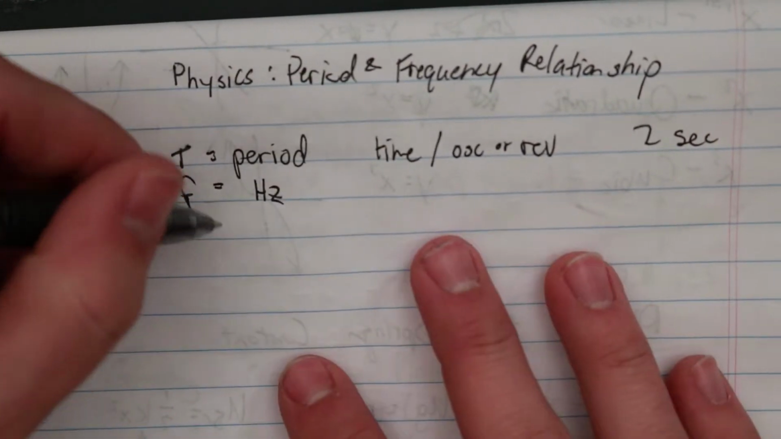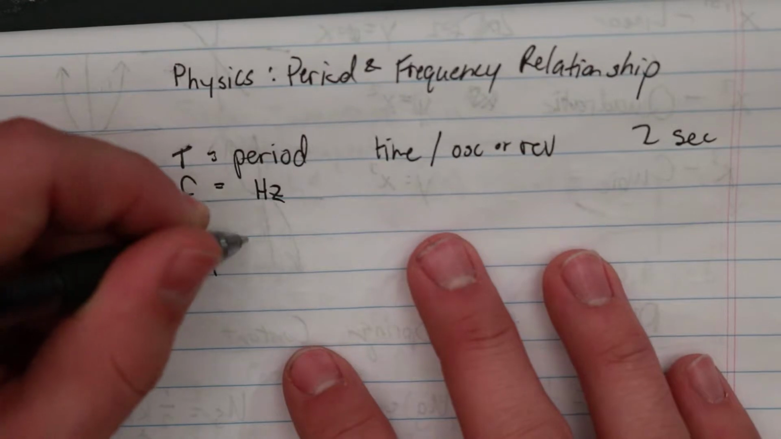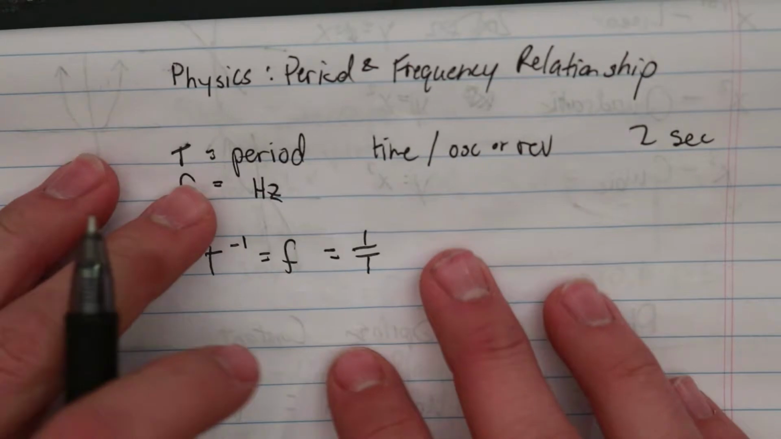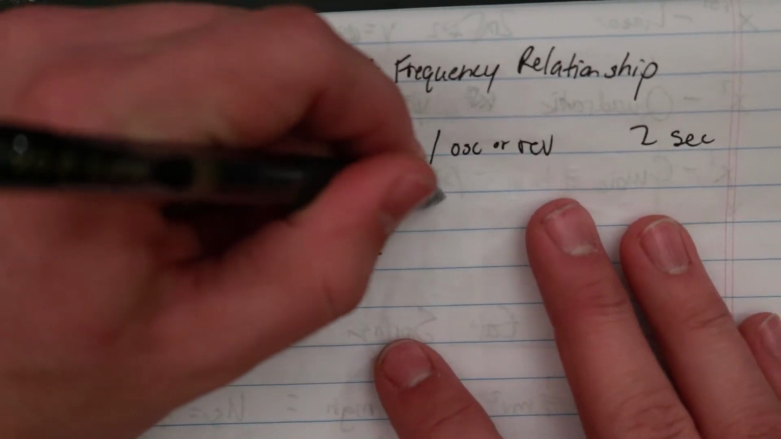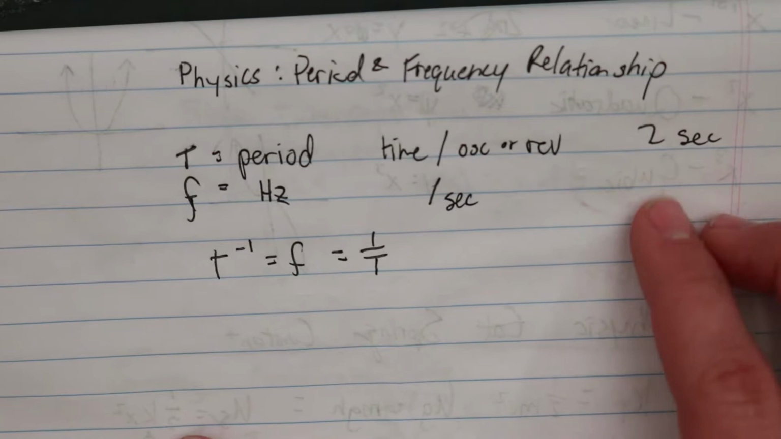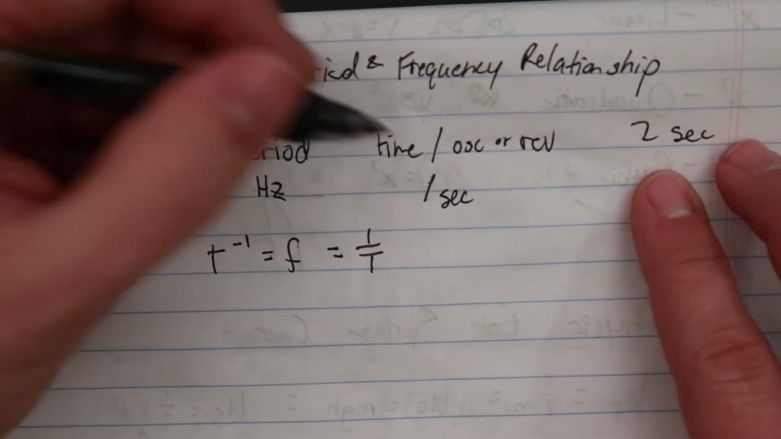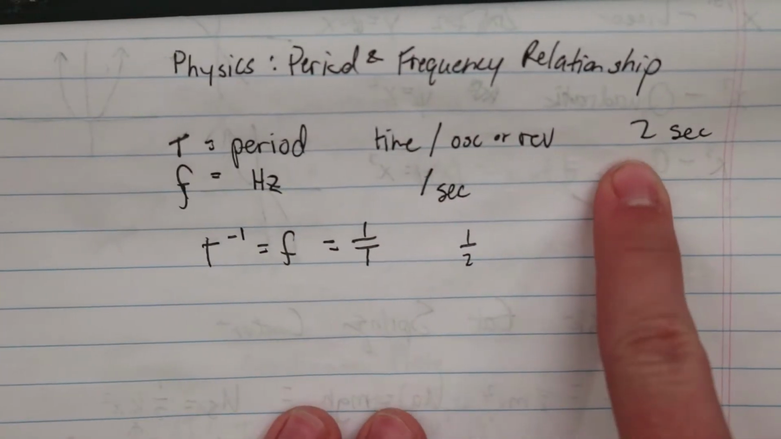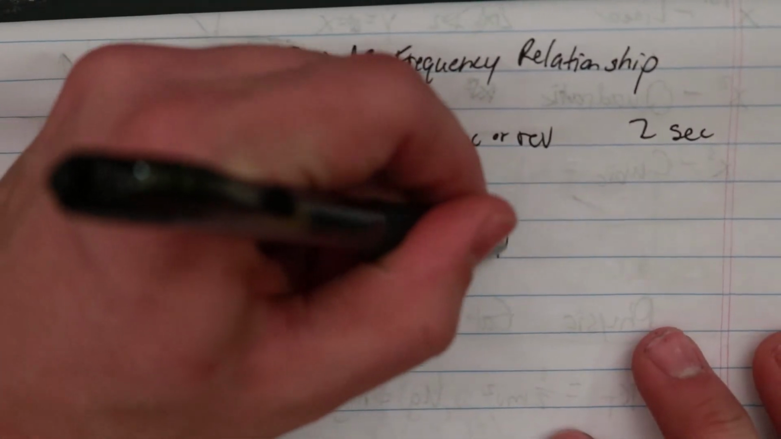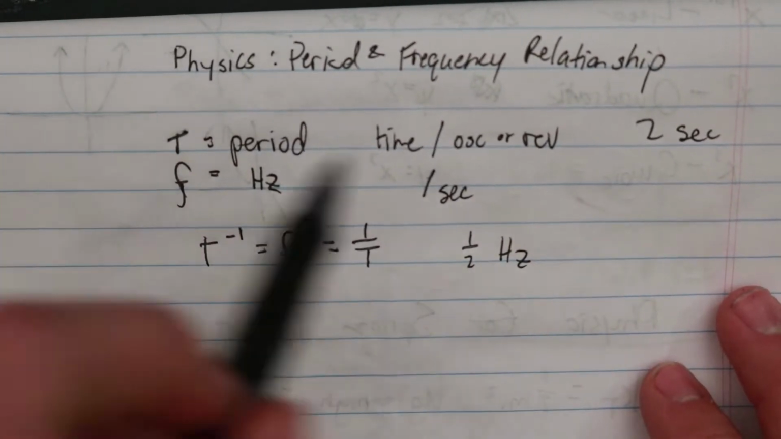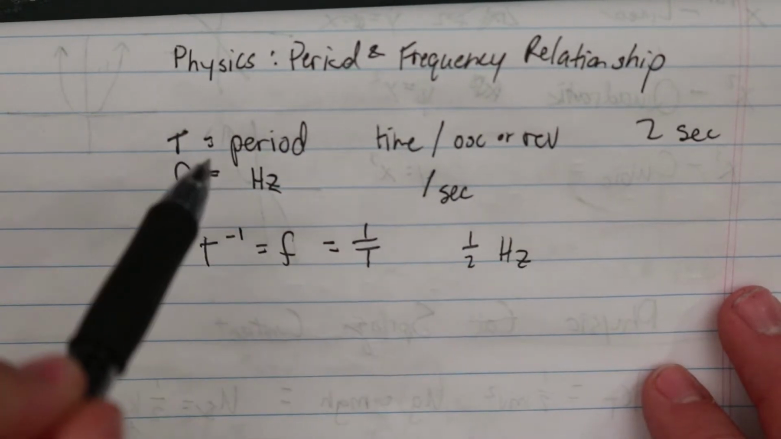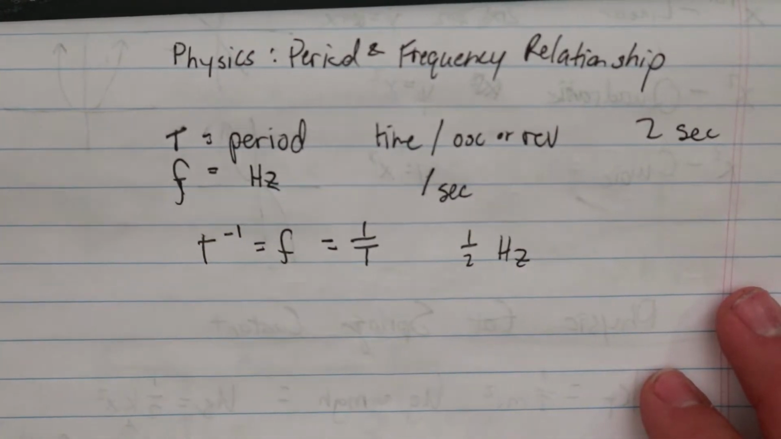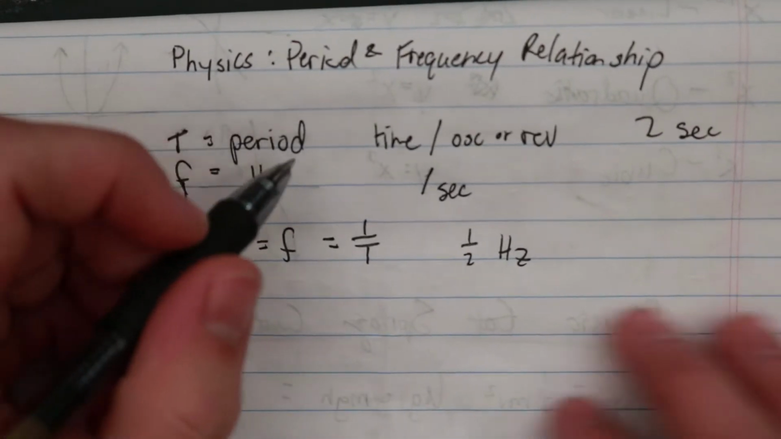Hertz is the inverse of that. So if I take T to the negative 1 power, that's going to equal my frequency, or frequency equals 1 over T. And hertz just means times per second. So if I do something 2 times per second, I flip it over. So 1 over 2, because 2 equals T, then it's half a hertz, or half a time a second. Because it takes 2 seconds to go from one side to the other, if this were a pendulum, for every second it does half of a revolution or oscillation.